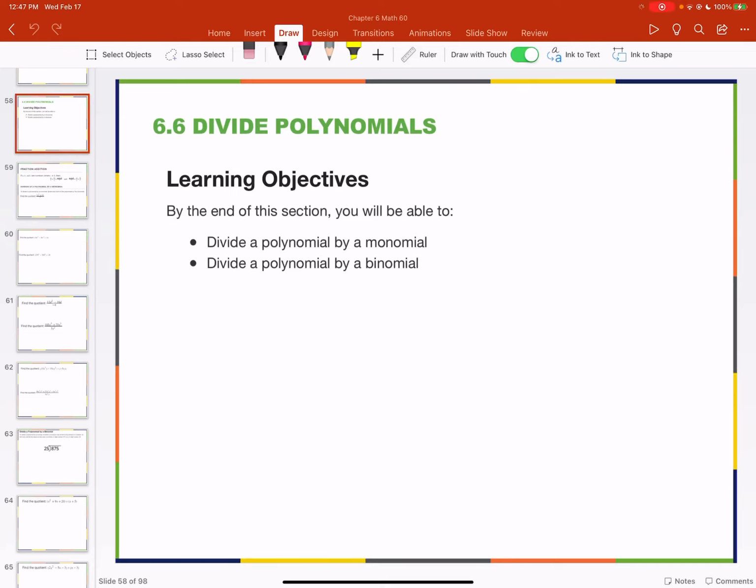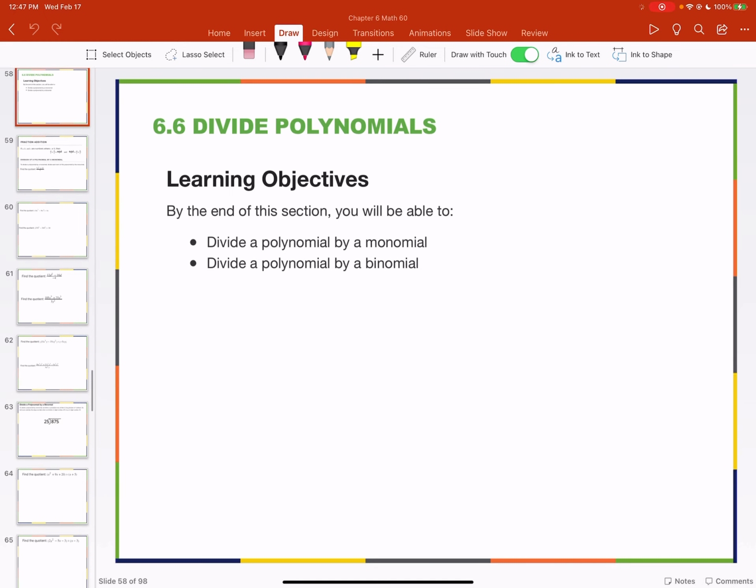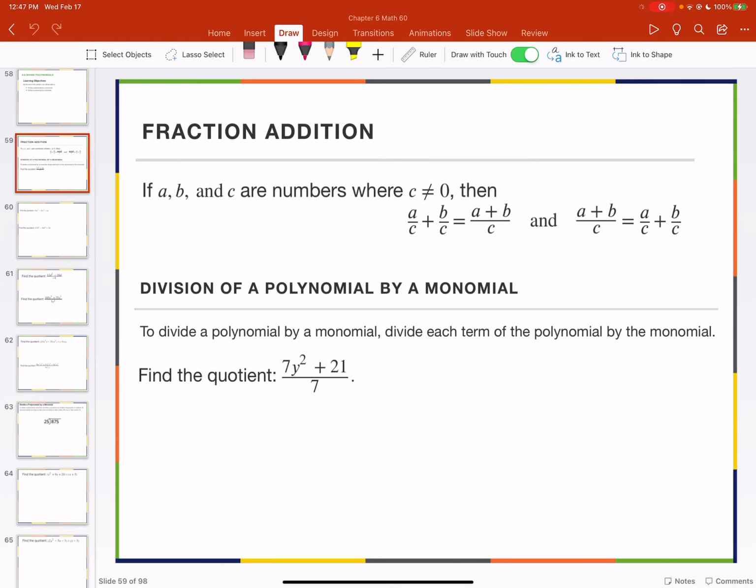Hello everyone, and welcome to section 6.6, which deals with dividing polynomials. So we're going to do two types where we divide a polynomial by a monomial, which is a single term, or by a binomial. Okay, so before we get into that, notice this property of fraction addition.